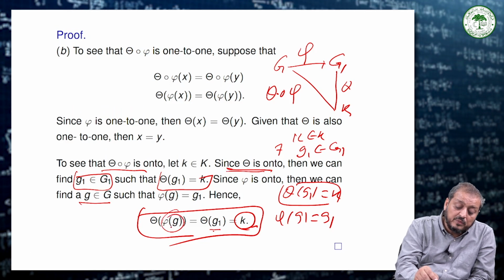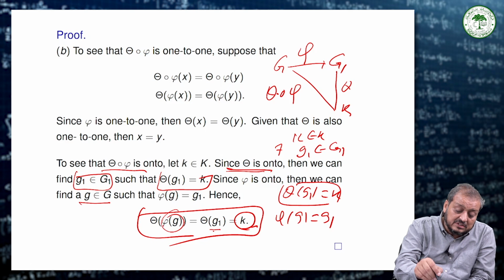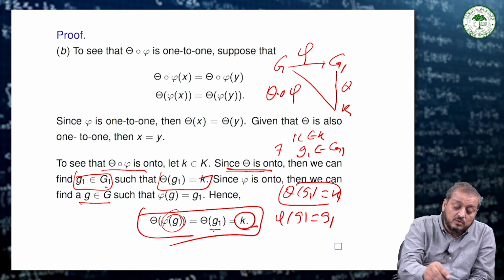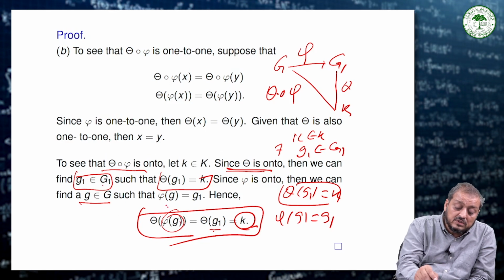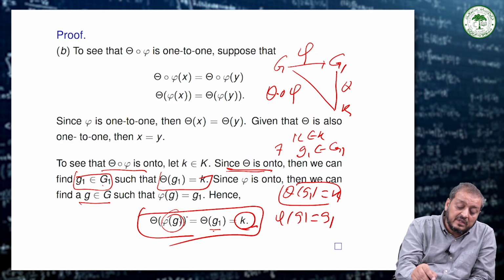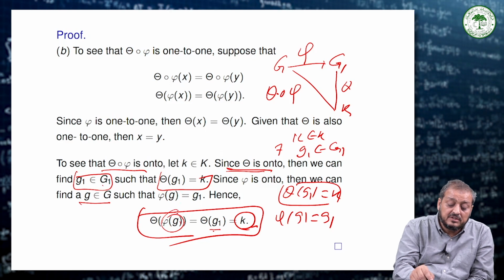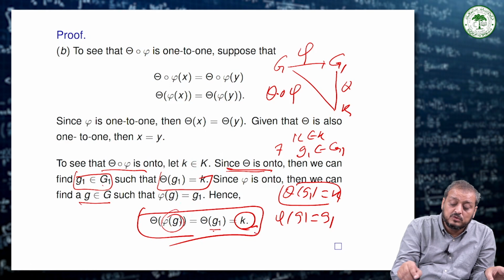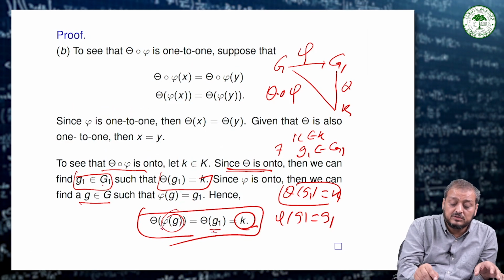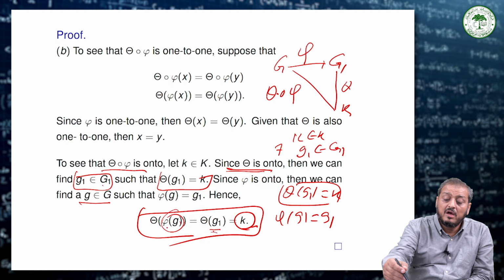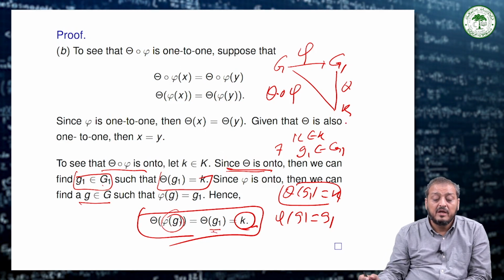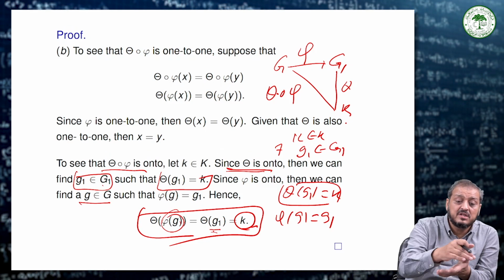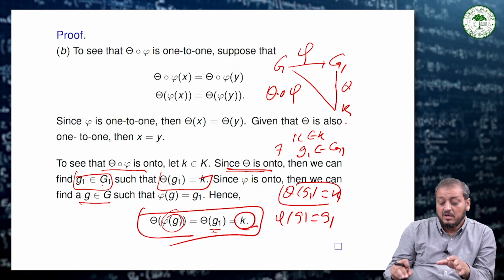Phi being onto means there exists some G1 belonging to G1 such that phi of G is equal to G1, and then using theta, for some K belonging to K, there exists some G1 in G1 of this form. So for a K belonging to K, we can find an inverse image under the composition from G to K. This means the composition is also onto.